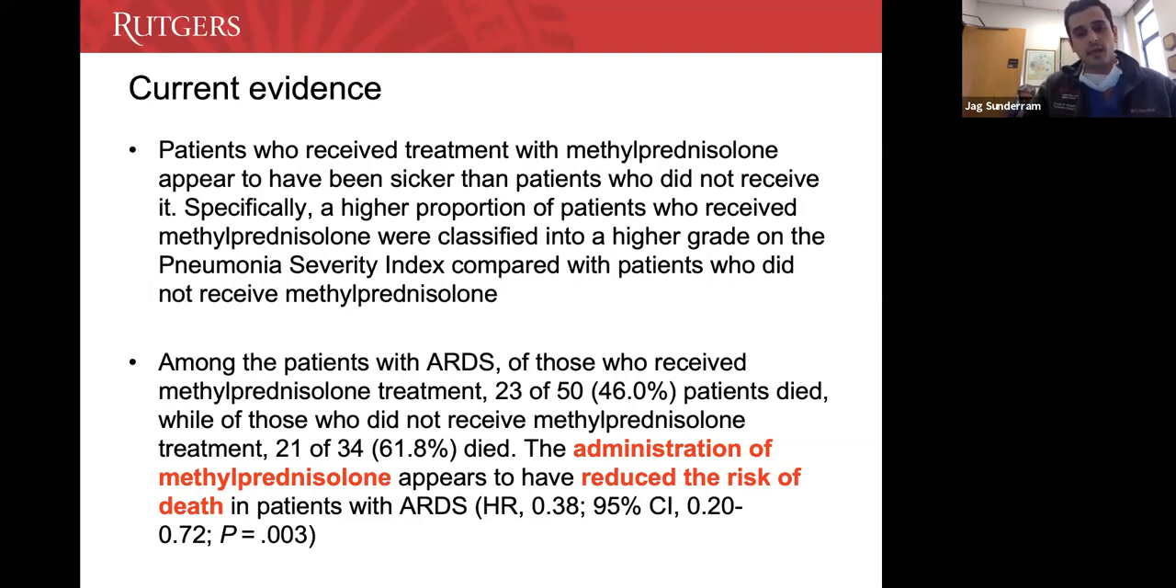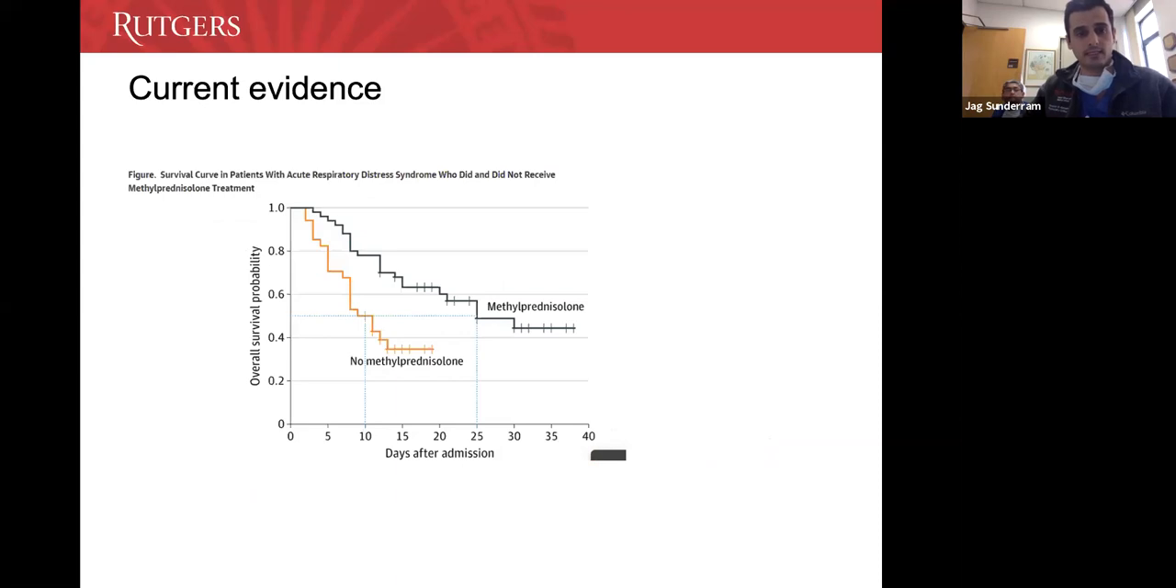The results showed that the administration of steroids appeared to have reduced the risk of death in patients with ARDS, meaning these patients were to begin with sicker than the patients that did not get steroids, yet they still somehow did a little bit better. The hazard ratio here was 0.38, so it was a significant reduction in mortality. Again, this was not a randomized controlled trial. It was just an observational retrospective trial. This is the graph from that same paper that showed the overall survival probability in the patients who received steroids is higher than the patients that did not receive steroids.